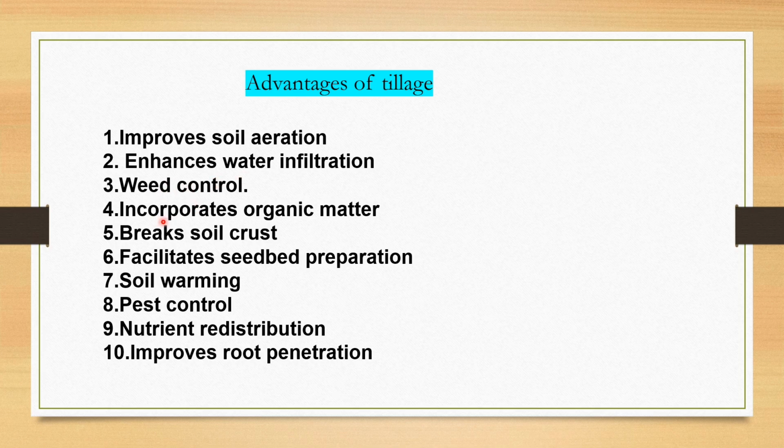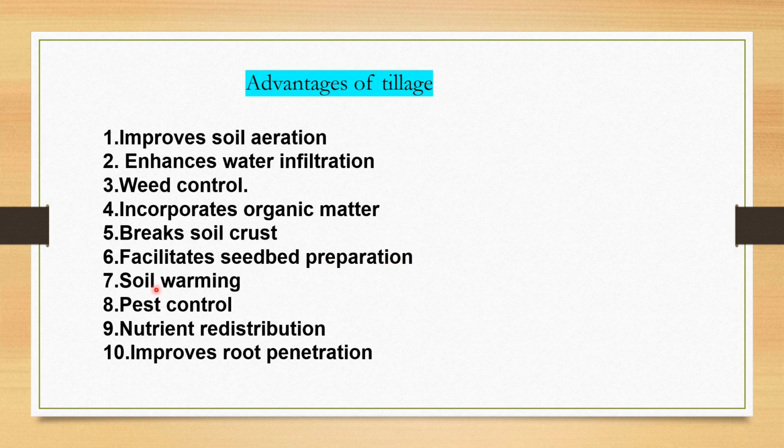And fourth is the incorporation of organic matter. When we apply organic matter to the field, tillage can mix the organic matter into the soil. And fifth is breaking the soil crust. On the surface layers there will be a hard layer, and only through tillage can we break the soil crust. And sixth is facilitating seedbed preparation. Different crops, different seeds want different seed beds. Only through tillage operations can we provide a good seed bed.